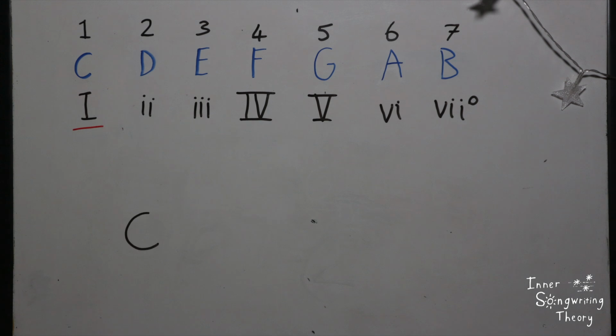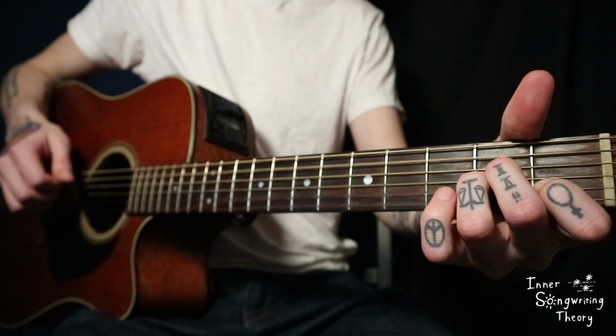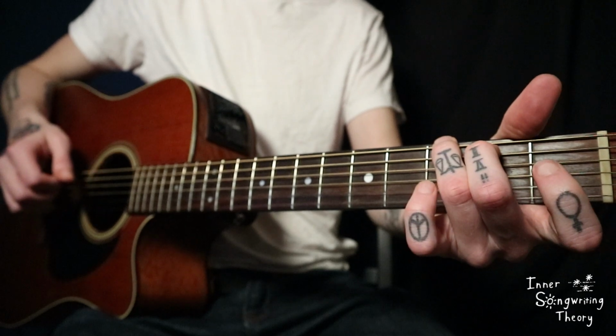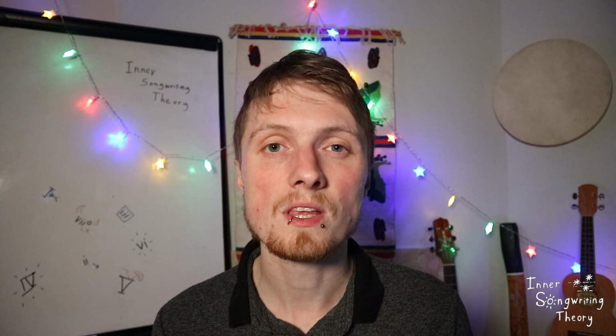Let's go back to C major and try and write some chord progressions. Let's take the 1, C major, the 4, F major, the 6, A minor, and the 5, G major and see how it sounds. So they sound okay, but let's try and make it sound like an actual song.